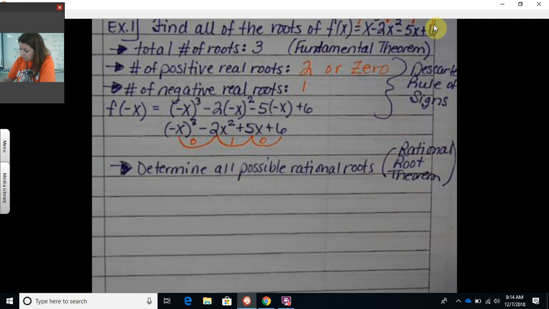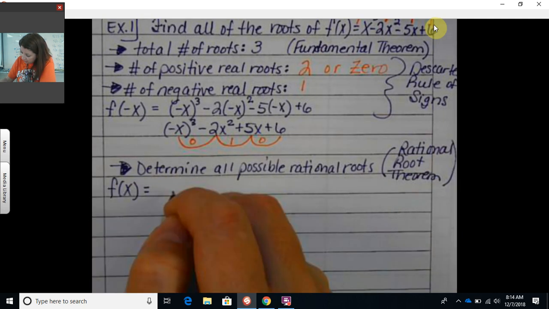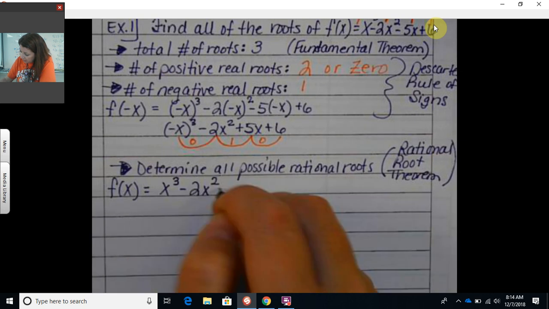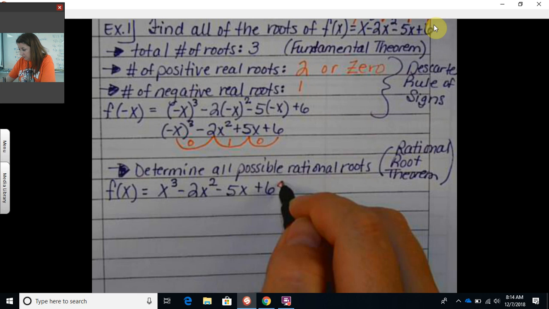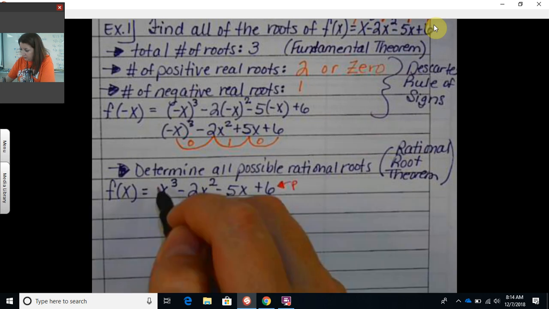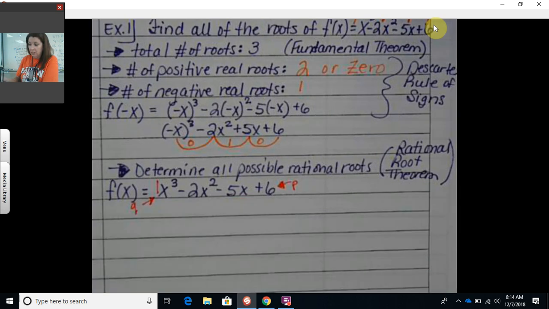So let me just rewrite my problem down here. F of x equals x cubed minus 2x squared minus 5x plus 6. And my P is 6. And my Q in this case would be 1. So to find all your possible rational roots, you have to find the factors of P, then you find the factors of Q, and then you get all the combinations of P divided by Q.